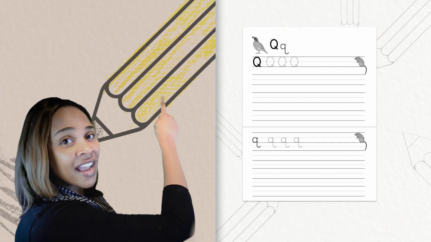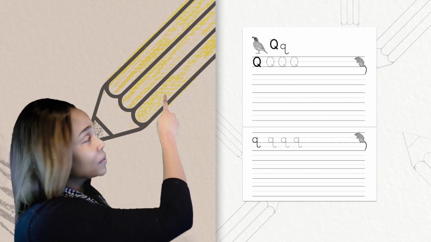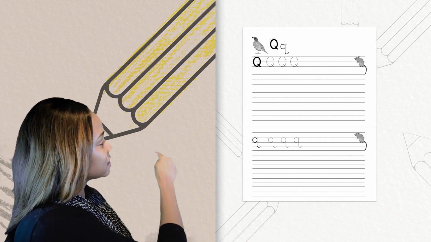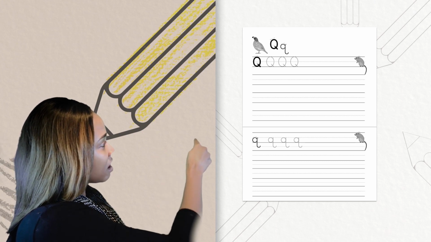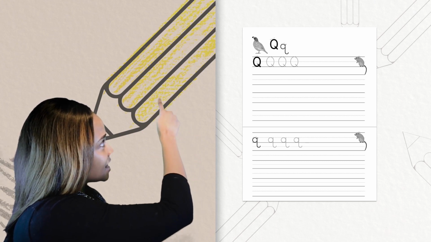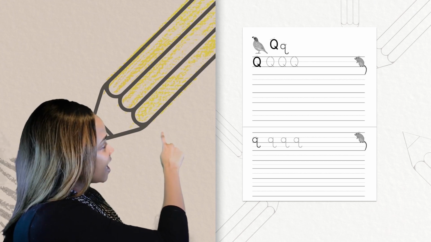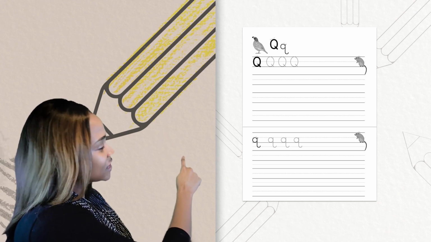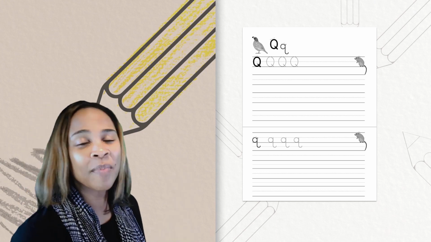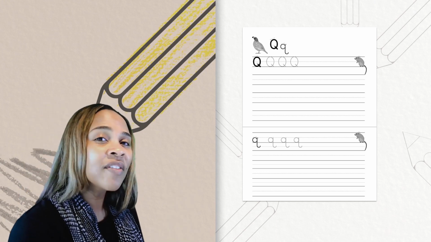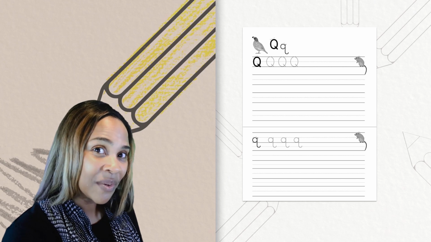Starting at the headline for the uppercase Q, coming all the way around to the foot line, and coming all the way back up to the headline and stop, and then coming to the middle of our circle and making a slant to the right and stopping at the foot line. And we've made our uppercase Q.